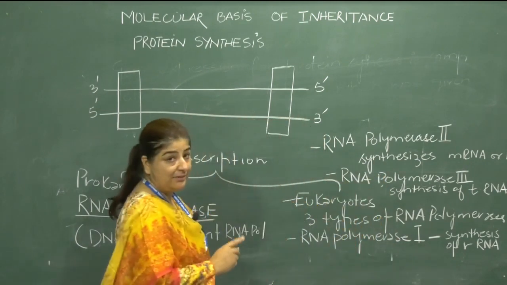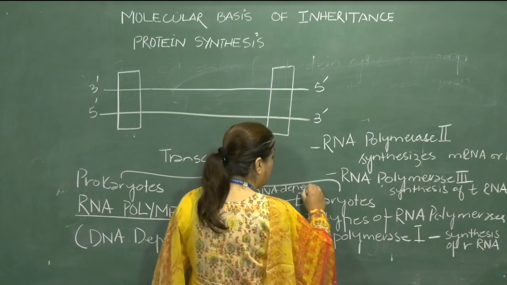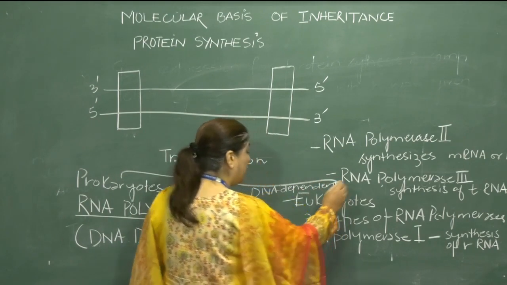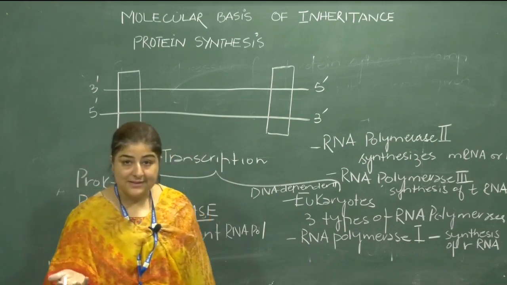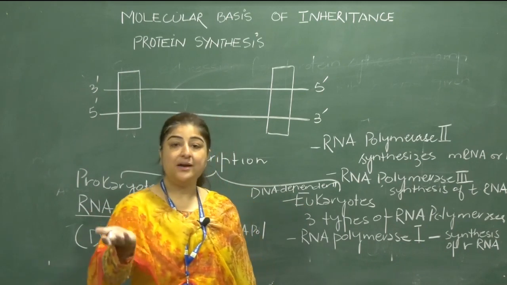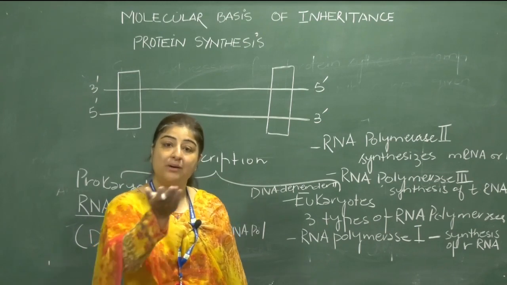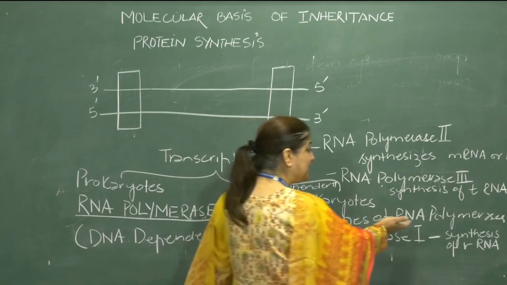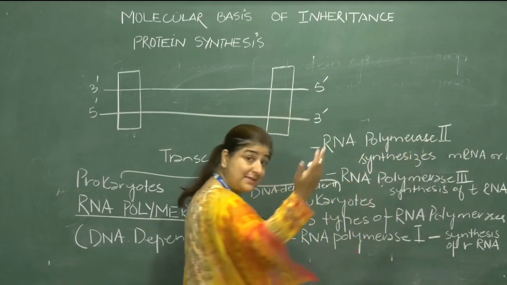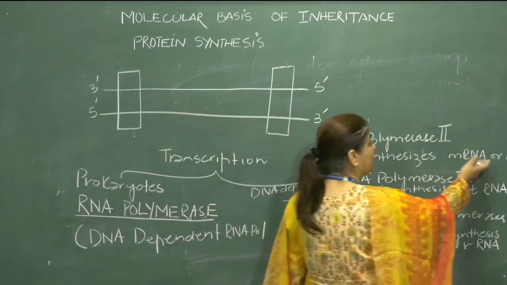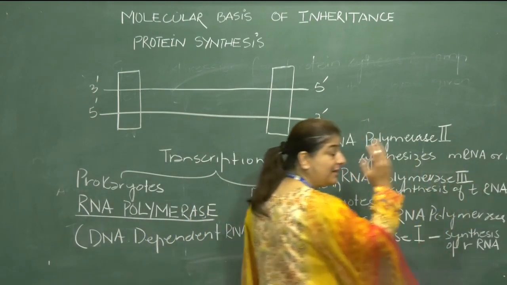This is also DNA dependent. This is not DNA independent. So when we talk about eukaryotes, we say that eukaryotes have three types of RNA polymerases. It has RNA polymerase 1, which is also DNA dependent, capable of synthesizing the ribosomal RNA. Then it has RNA polymerase 2, again DNA dependent, which helps in the synthesis of mRNA. And it has RNA polymerase 3, which helps in the synthesis of tRNA.